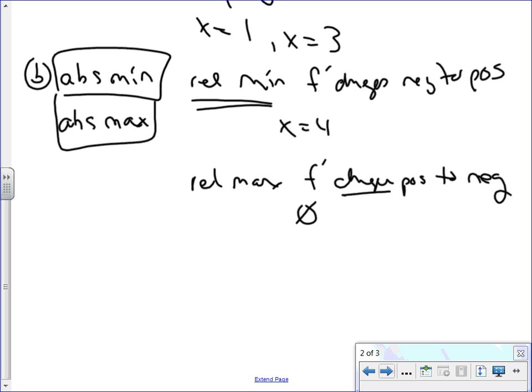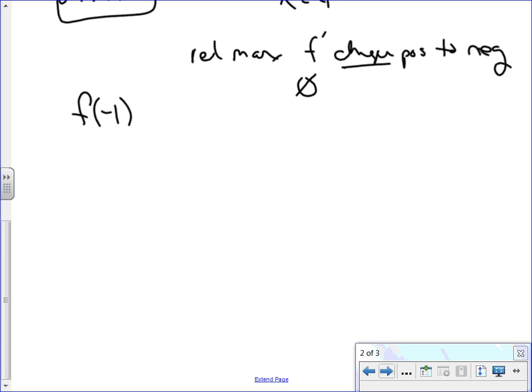So if there's no relative max, then the absolute max is going to have to be an endpoint. All right, I'm looking for all of these things, so what I need to find is f at the beginning. What is the beginning of this problem? Negative 1. I have to find f at any relative max or min, and I only found one, which was 4, and I have to find f at the other endpoint, which is 5.